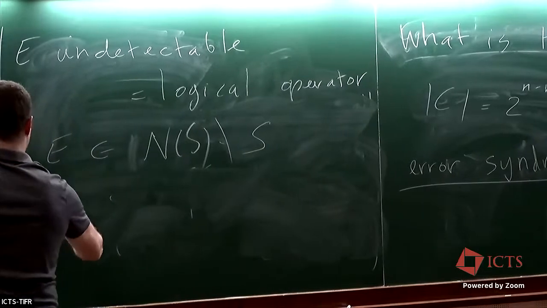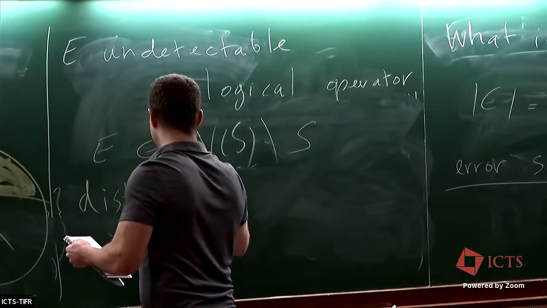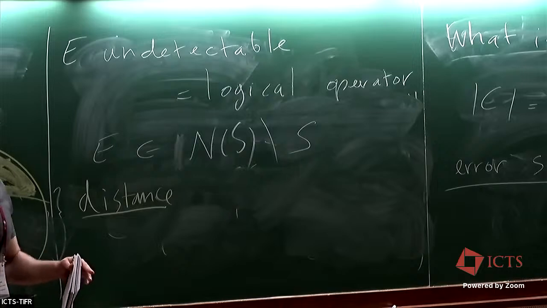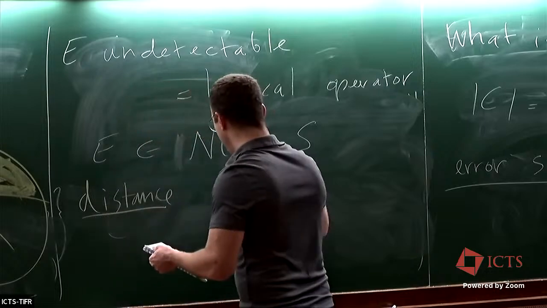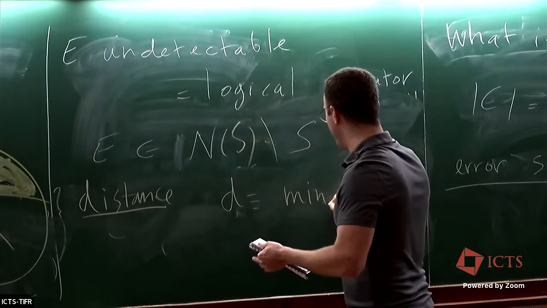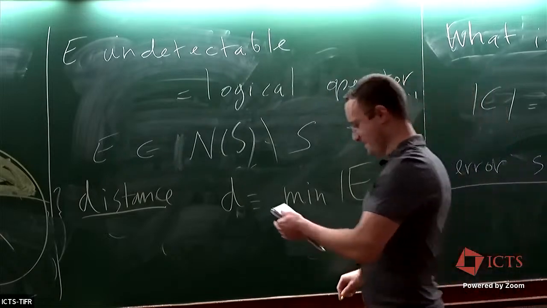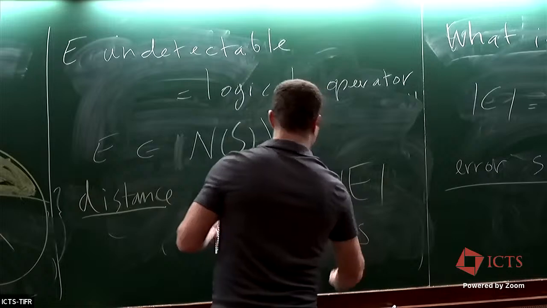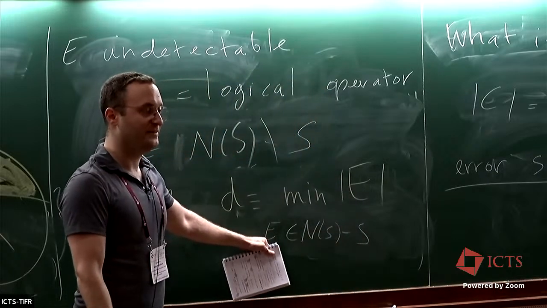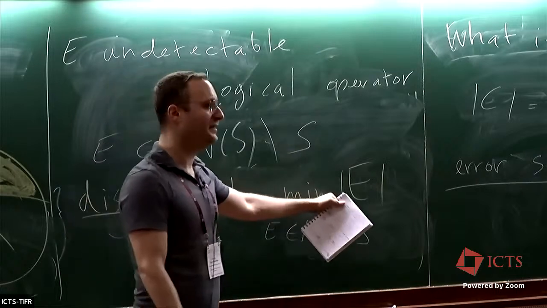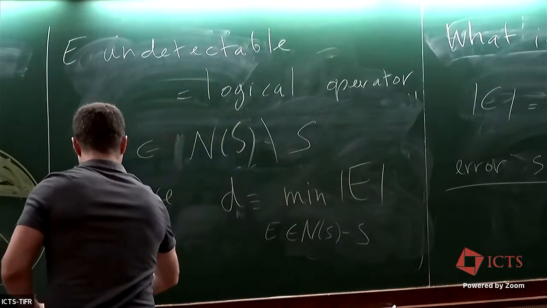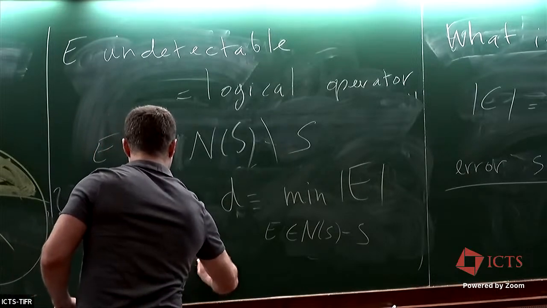The distance of a quantum code is very similar to the distance of a classical code. In a classical code, it was the smallest number of bit flips that I needed to apply to go from one code word to another code word that's not the same. Here, the distance is the smallest operator that is in the normalizer of S minus S. So this is a logical operator that's non-trivial. I want the smallest one. What do I mean by the smallest one? The one with the smallest number of non-identity operators. Okay, so it's called the weight. The weight of IIXZ is 2.